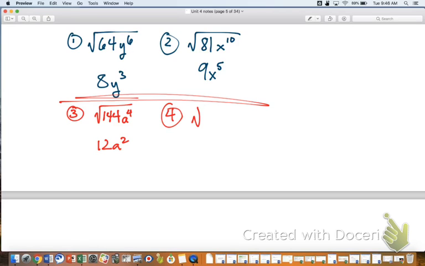Let's go square root of... Callie, you okay? Started squaring. Square root of 9y to the 200. Square root of 9y to the 200. Oh, I thought it said 300.